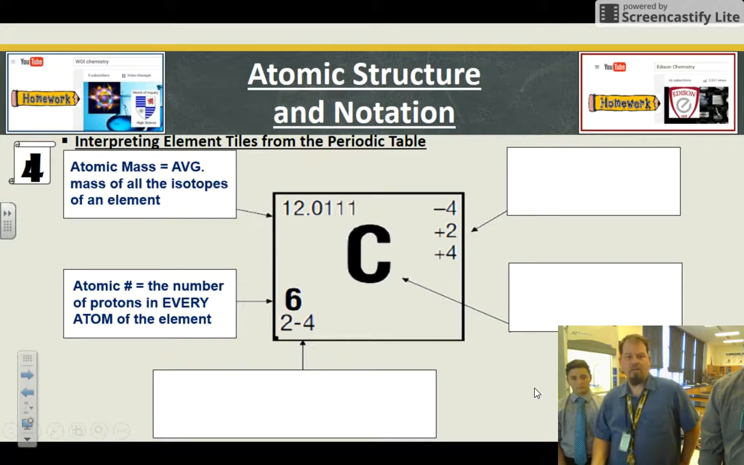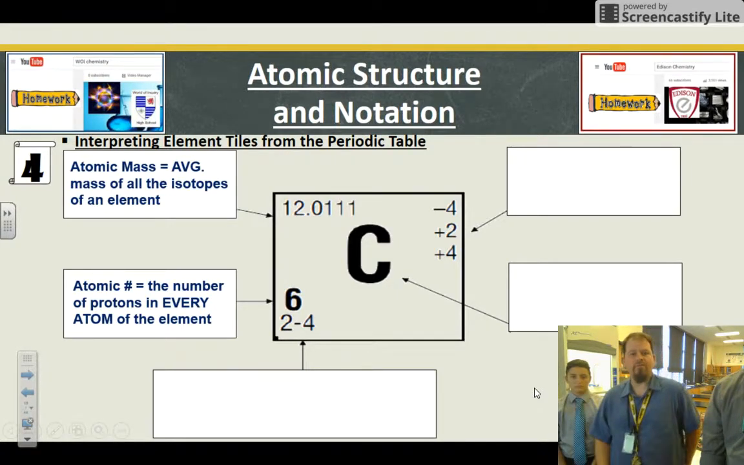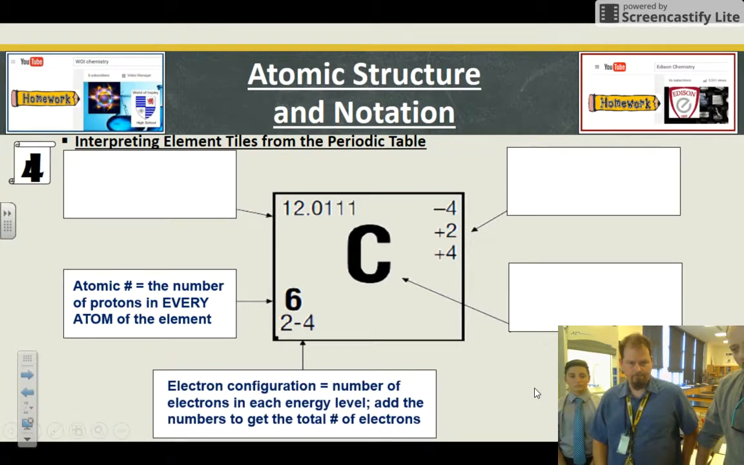Every carbon atom has 6. Or I could go the other way. If I have 6 protons, I have to be carbon. There's no choice. 7 is nitrogen, 8 is oxygen. We'll get familiar with these as we use them more.